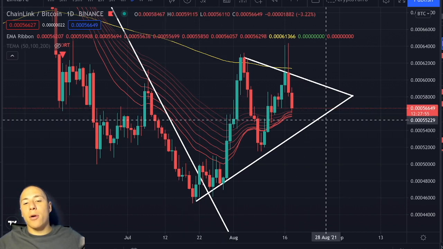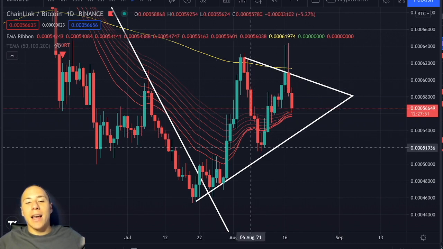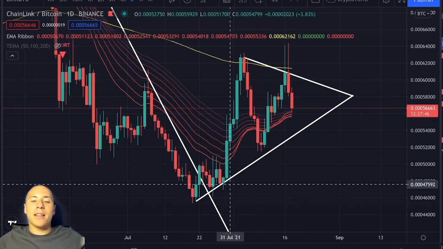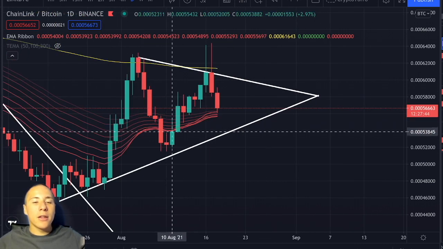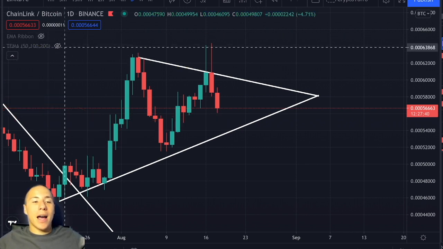Perhaps if we go even below this upward sloping support line, it could take quite a while for Chainlink to have enough strength to break above the EMA ribbon. I think this is something you would like to monitor closely to see what will happen with the EMA ribbon during the upcoming days and hours.